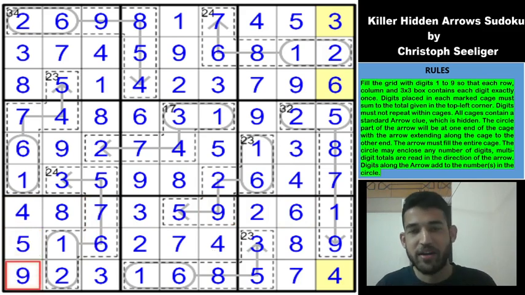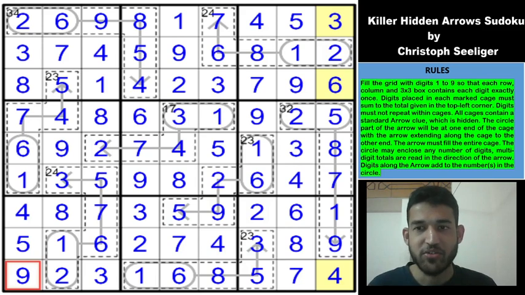And with that, we have completed this really excellent practice Sudoku created by Christoph. So thank you, Christoph, very much for creating this Sudoku. It was so much fun to solve, and it illustrated the most important trick in Killer Hidden Arrows Sudoku very beautifully. So hope you guys enjoyed watching me solve the Sudoku.